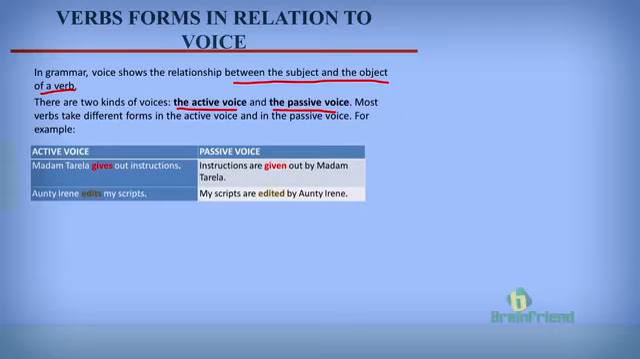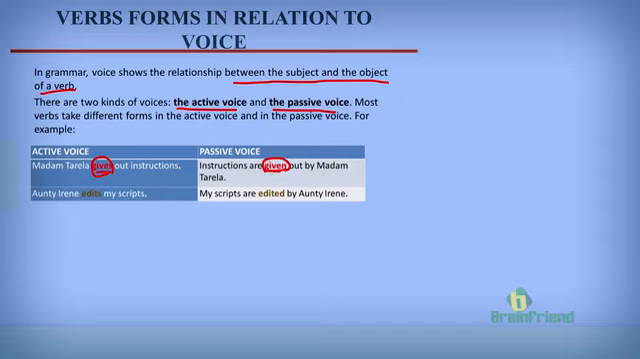Now let's look at the examples on this table. In active voice, we have a sentence like, Madam Tarela gives out instructions. In passive voice, that sentence would be, instructions are given out by Madam Tarela. Now, notice that the verb gives in active voice, which is the simple present tense of the verb give, changed to past participle in the passive voice.